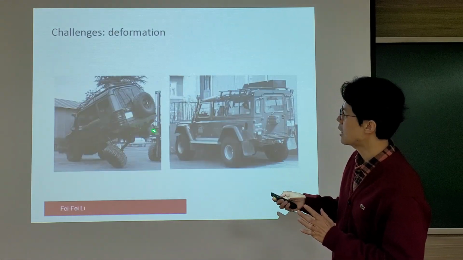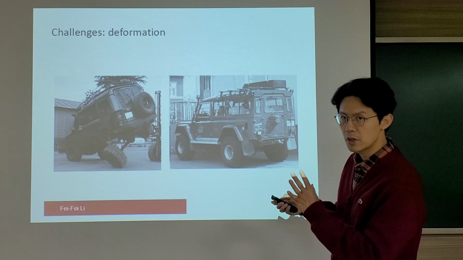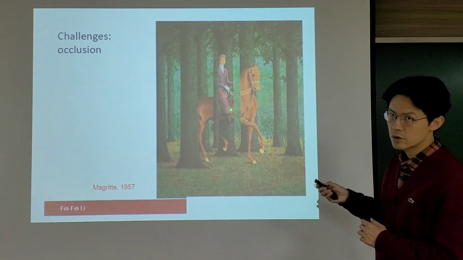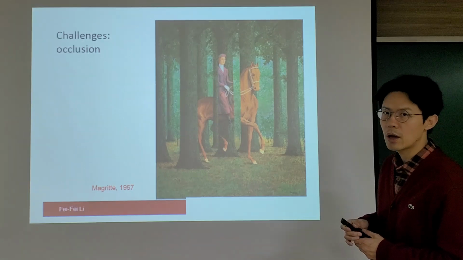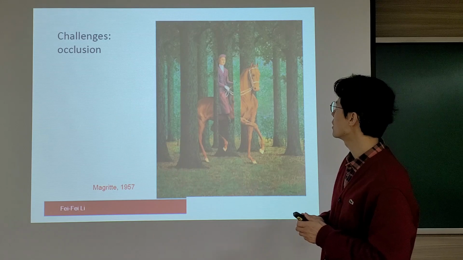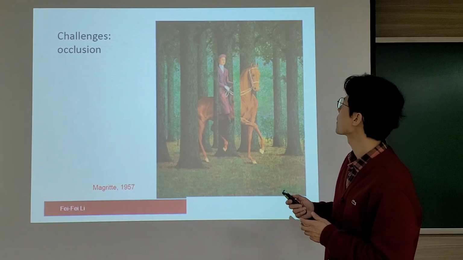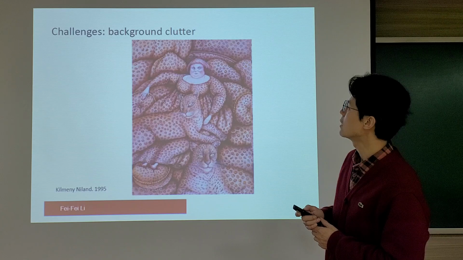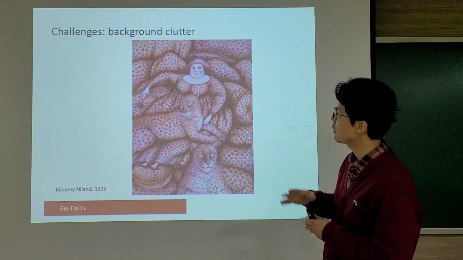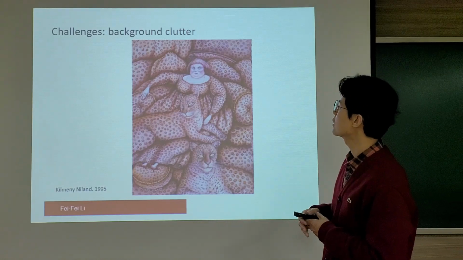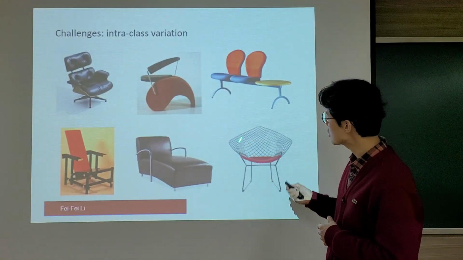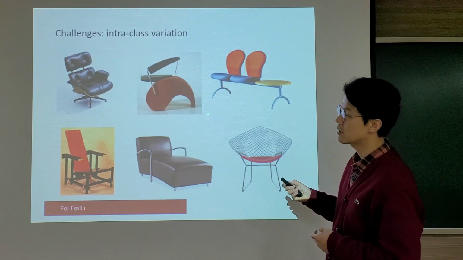Also, sometimes we have this kind of deformation, but we need to be able to identify that they are similar objects. Also, there are occlusions. Due to this occlusion, we are focusing on extracting many local points. Also, there could be a lot of background clutter. Everything looks very similar, but we need to be able to identify what is the actual foreground object and what is the background. Also, even within the same class, in this case the chair, there is a lot of intra-class variation.